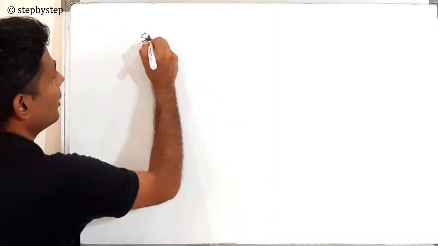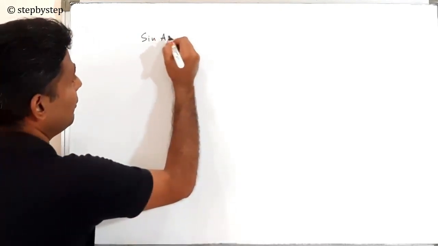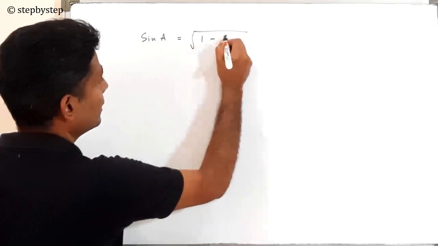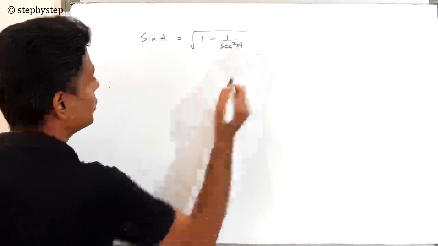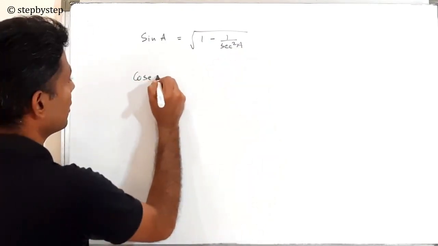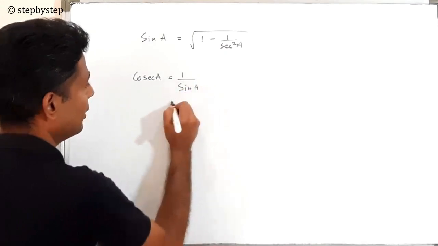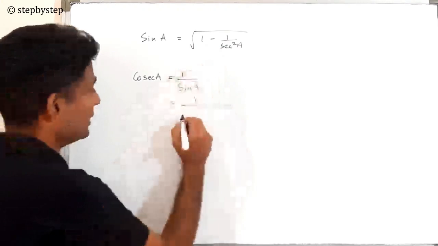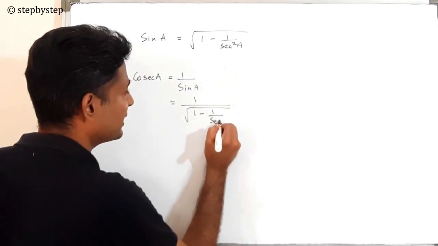Now the third thing is we have to find cosec A in terms of sec A. What had we done? We had found sin A equal to root of 1 minus 1 by sec square A, right? This is what we had found. So now cosec A can be written as 1 by sin A, right? So what is 1 by sin A in terms of sec square? We get 1 by root of 1 minus 1 by sec square A.